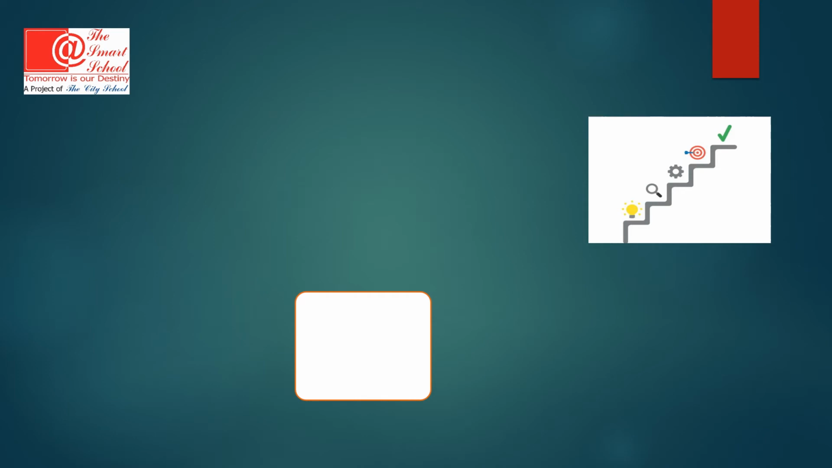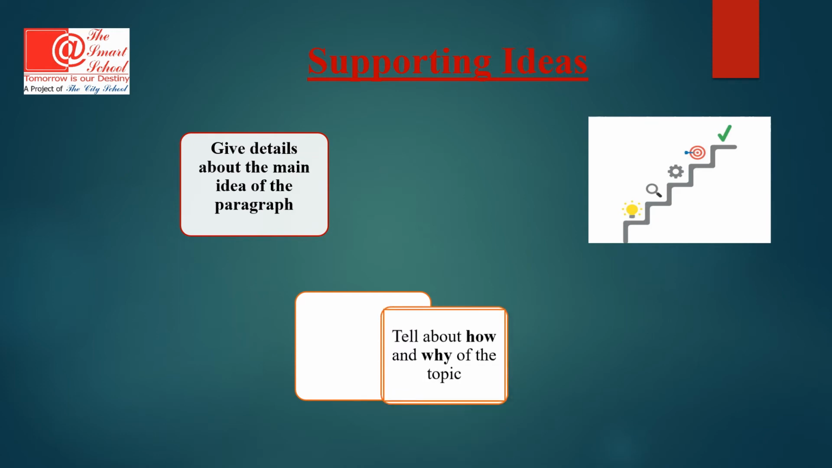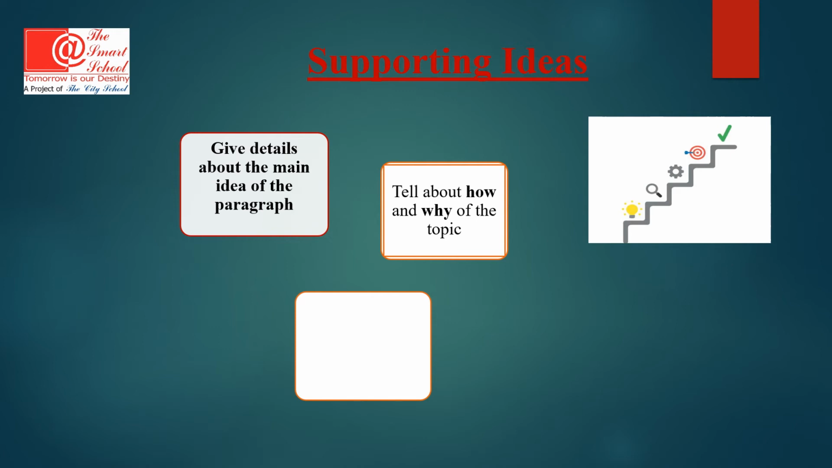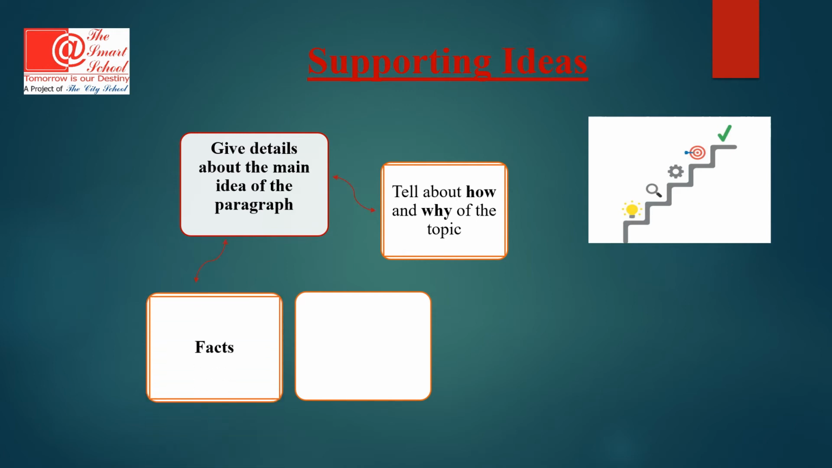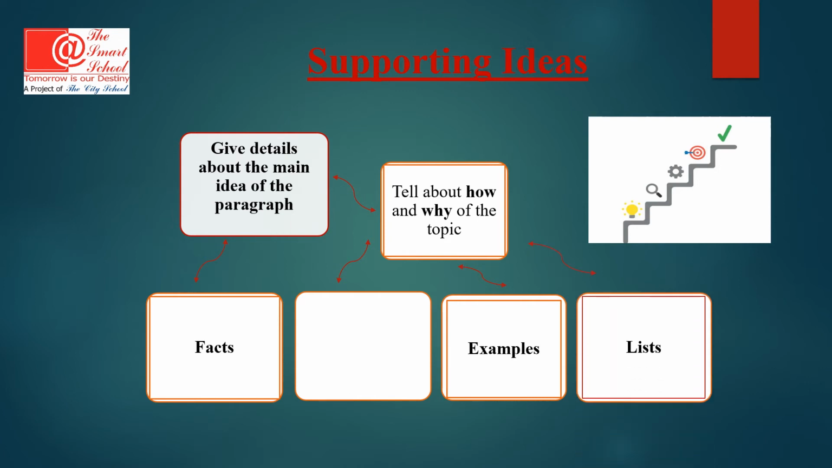Now that we have practiced topic sentences, let's look at the supporting ideas. This is the second part of the paragraph. You start with the topic sentence and then you give supporting ideas to explain your topic sentence. You give details about the main idea of the paragraph. You tell about how and why of the topic, meaning you explain, you give examples, you give reasoning. Also, you'd give facts to prove your theme and your point of view. You give examples to prove your point of view. You give lists to explain or to prove whatever you are saying. And you give reasoning for the way you are thinking. And that is when your paragraph or your supporting ideas become complete.